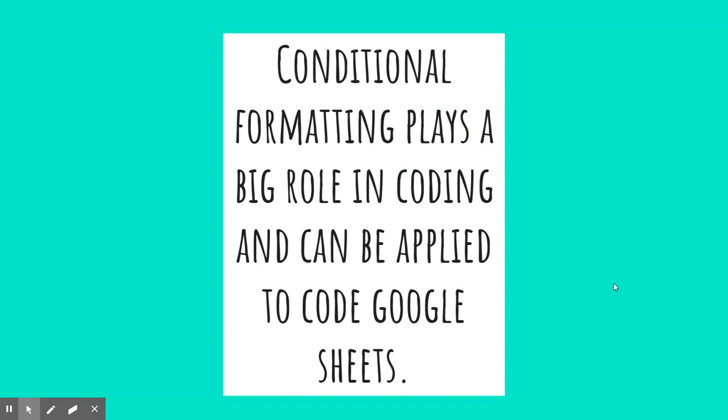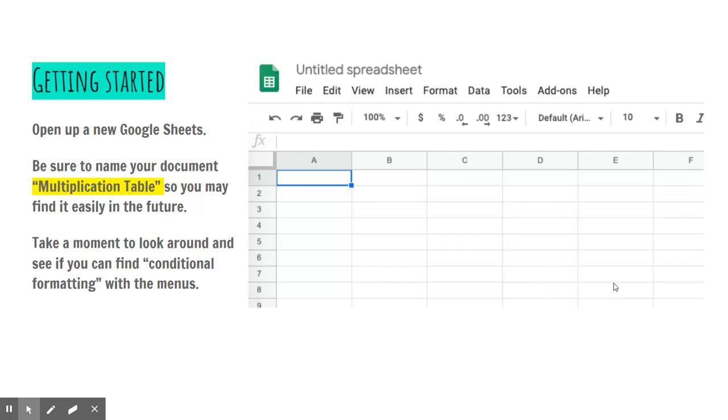Now, conditional formatting plays a really big role in coding, but it can be applied to Google Sheets, which is what we're focusing on. Okay, so I'm going to lead you through a series of steps. After each step, I'm going to ask that you pause this video so that you can complete that step. If you weren't sure what to do, then you can go back and rewatch the step.